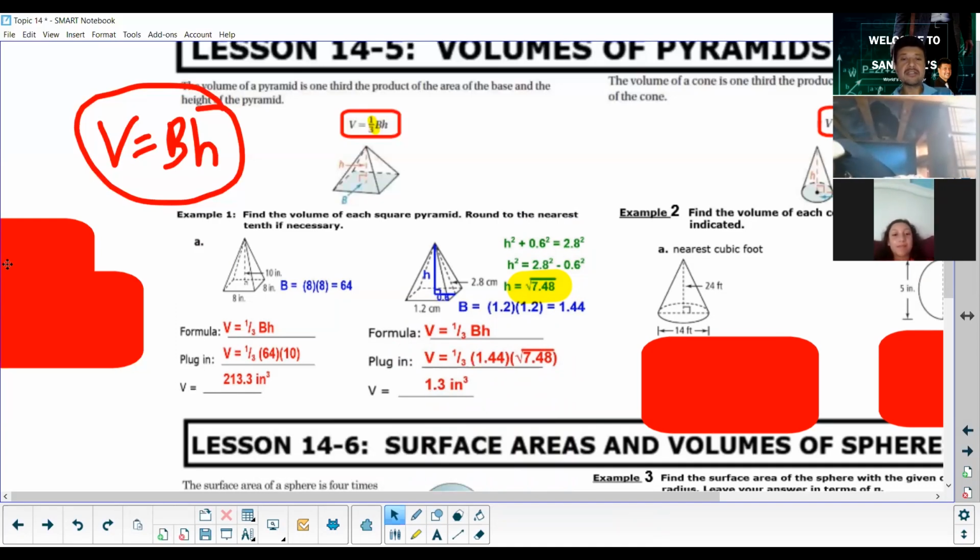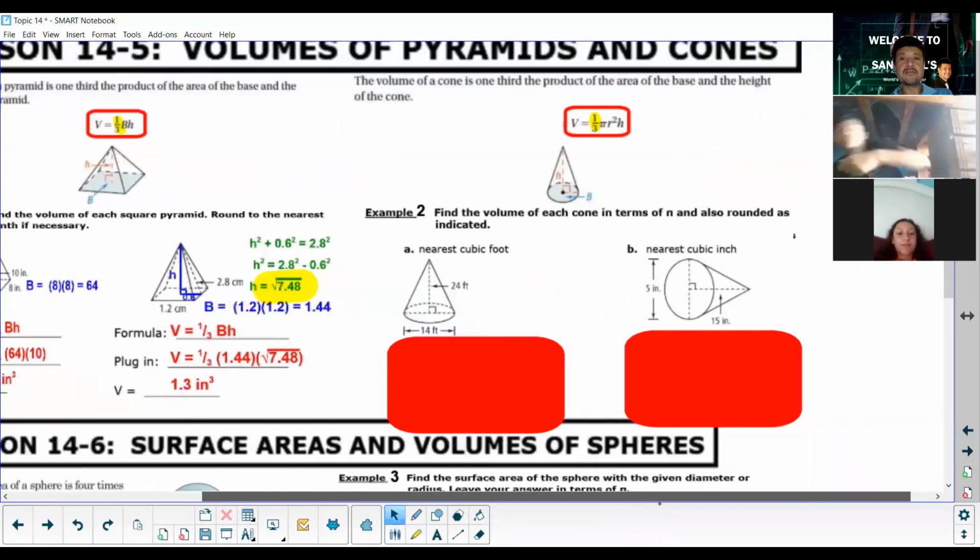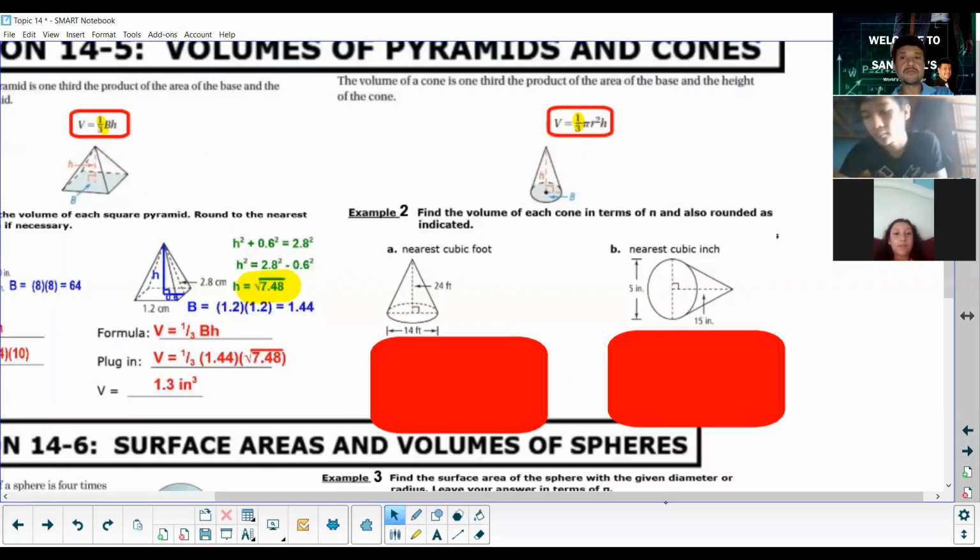All right, good. All right, Marcus, lead us through example 2. How will we do example 2 on this one? And this time it's a cone.